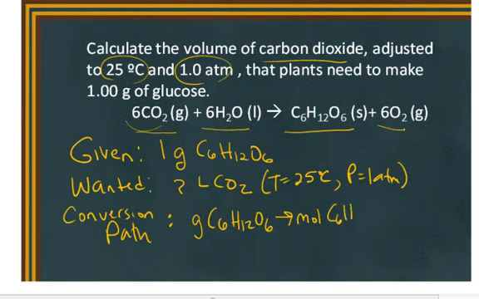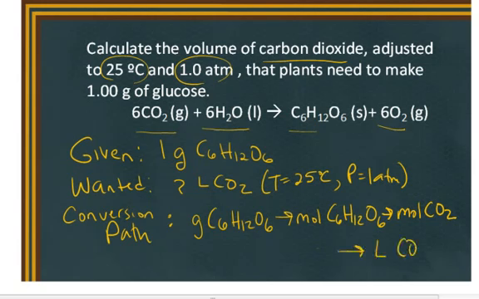The reason we have to convert to moles of glucose is because our relationship is across this balanced chemical reaction. And we know that for every 1 mole of glucose that we make, it takes 6 moles of carbon dioxide. So then we'll have to convert from moles of glucose to moles of carbon dioxide. Once we're in units of moles of carbon dioxide, we are going to need to convert to liters of carbon dioxide. All right, so that's the plan.